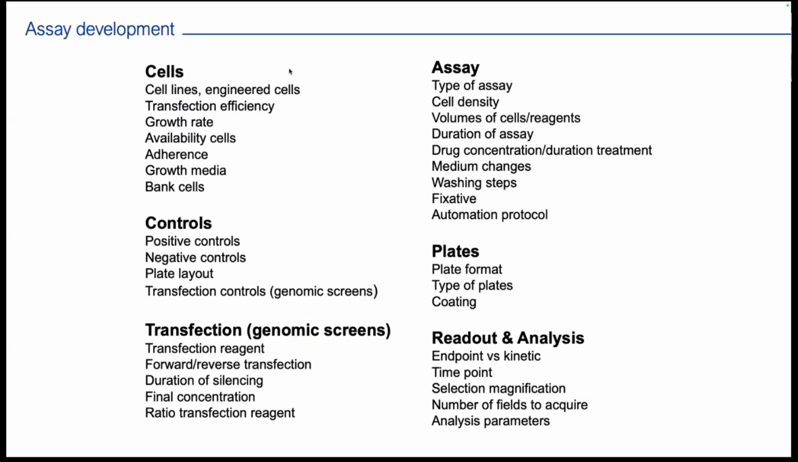So what do we do during assay development? All this and probably more, right? We have to consider all these things about your assay: cells, transfections, availability, banking of the cells, controls, transfection protocol, forward, reverse, reagents, amounts, concentrations, and then the assay itself, antibodies, stainings, and so on, analysis as well, automation, washing, very critical, because this is very cell type dependent as well, and readout, right?